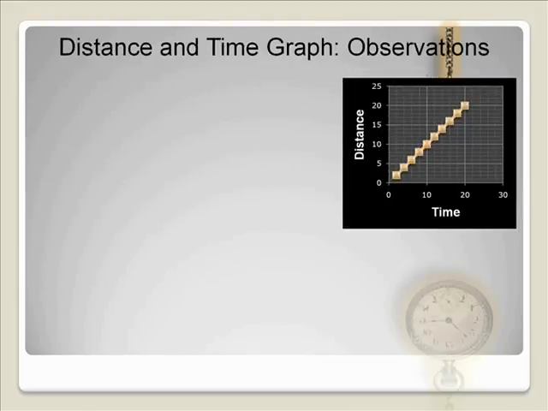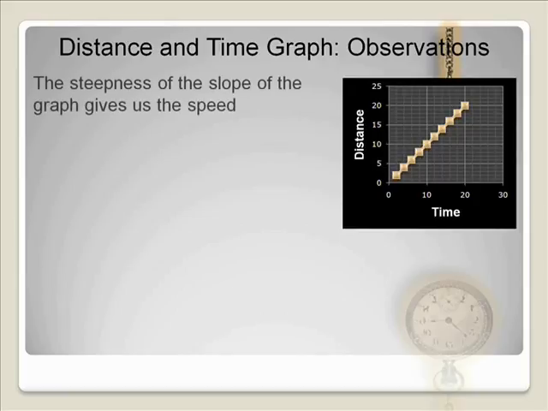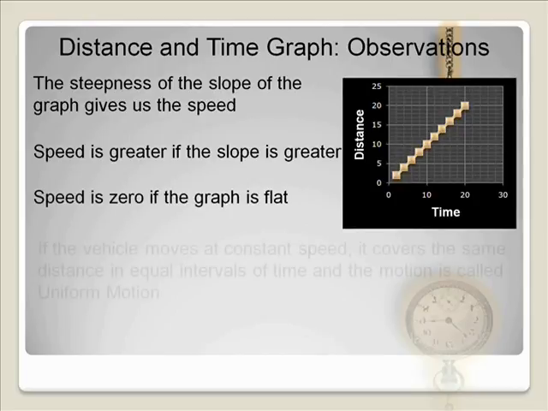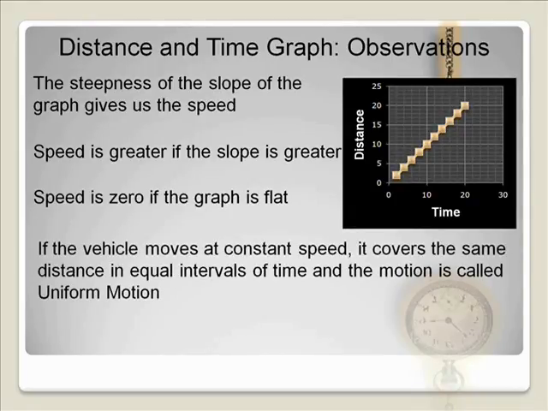To wind up this lesson, we will examine a distance and time graph and summarize the observations. The steepness of the slope of the graph gives us the speed. Speed is greater if the slope is greater. Speed is 0 if the graph is flat. If the vehicle moves at constant speed, it covers the same distance in equal intervals of time, and the motion is called uniform motion.